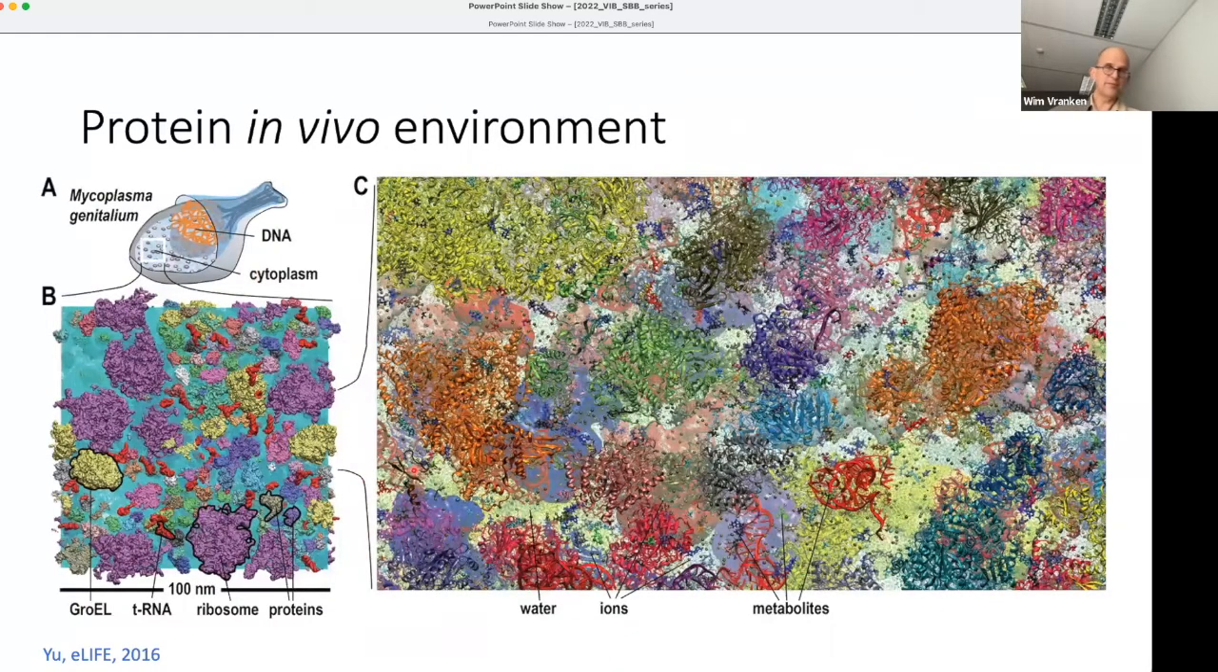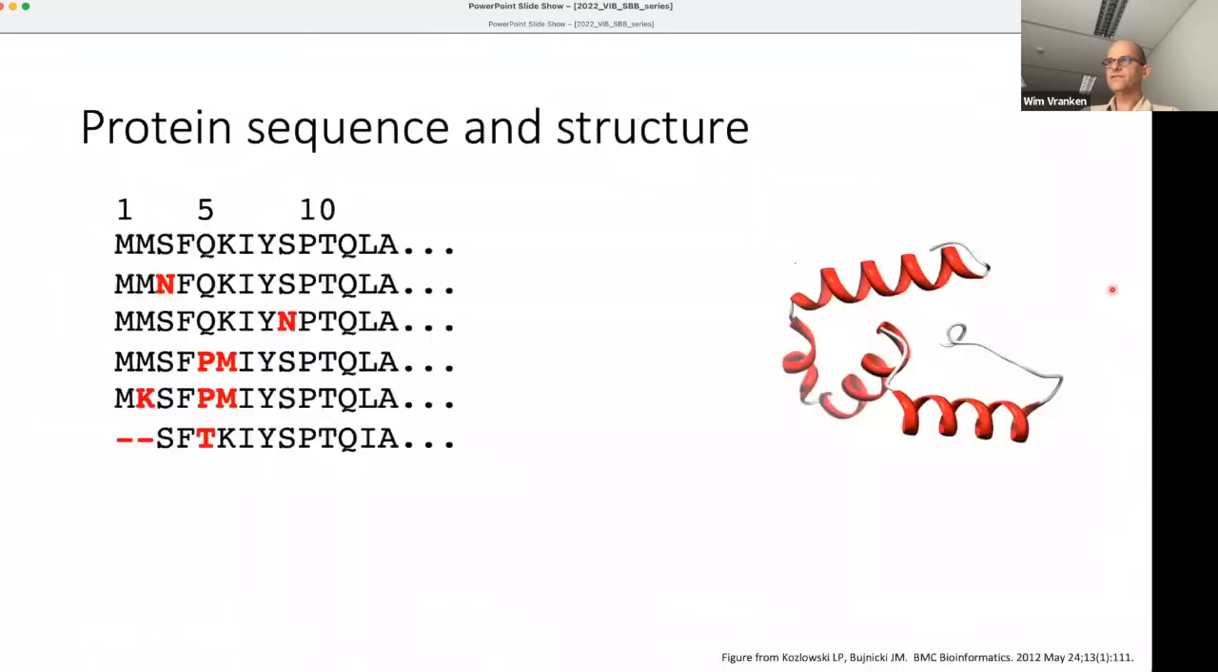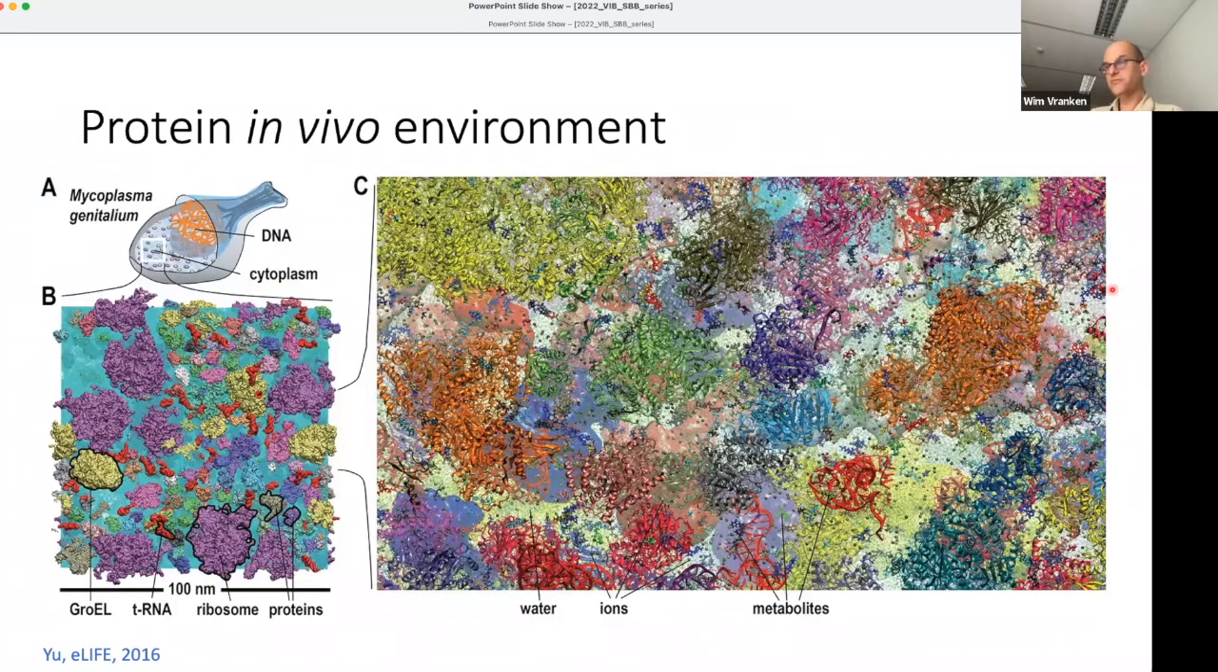Now, another thing to keep in mind is that proteins operate within an in vivo environment, so in the cell. This picture illustrates that: lots of molecules densely packed to each other, constantly interacting, metabolites present, ions, of course water. There's a lot going on inside a cell. This is important, but very difficult to capture in current methodology.